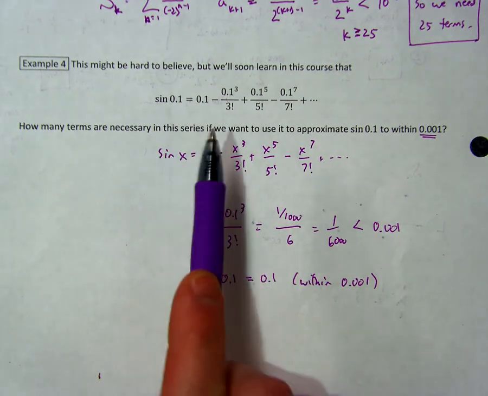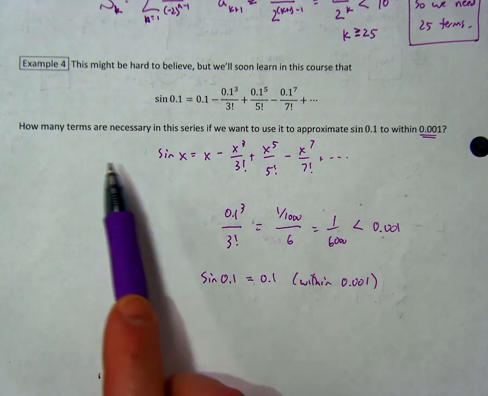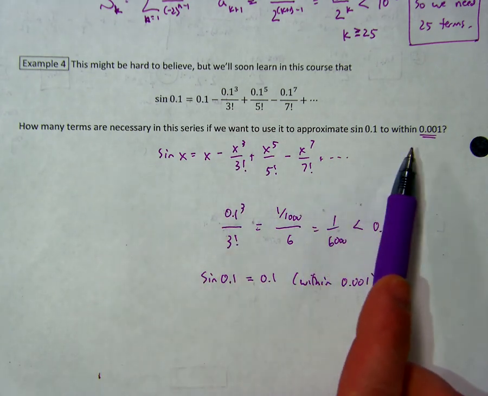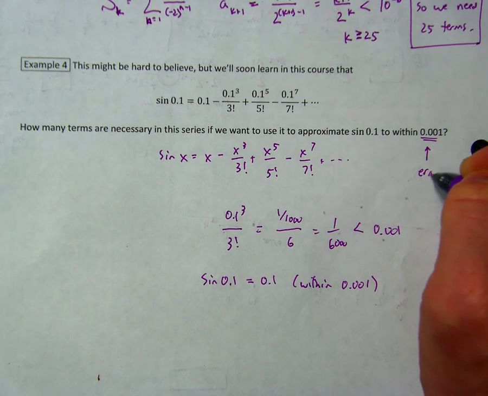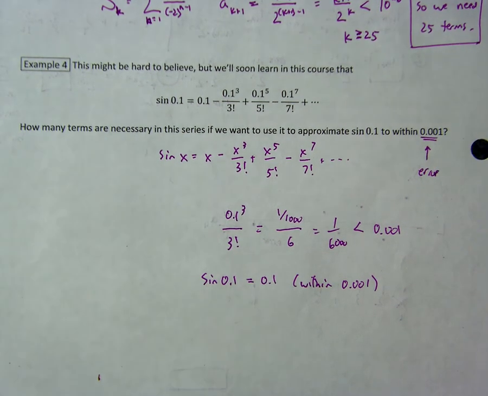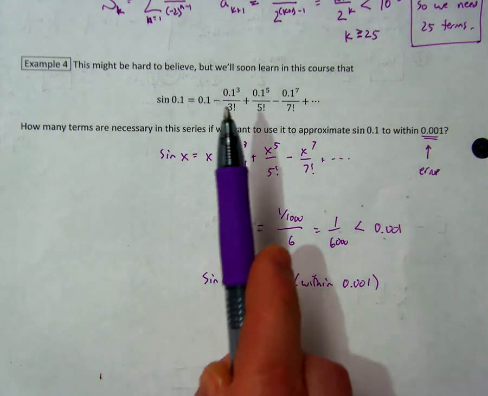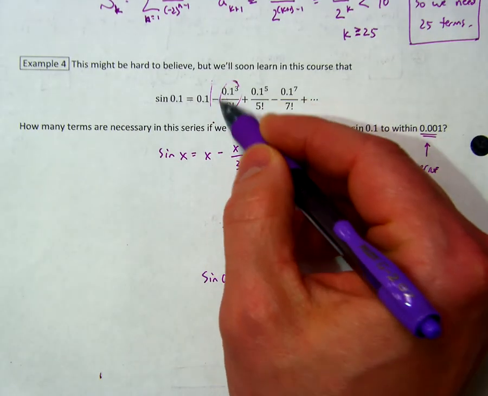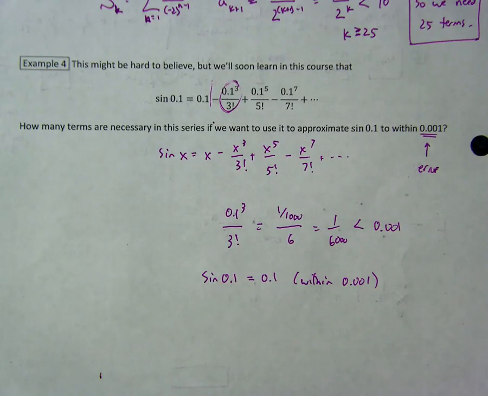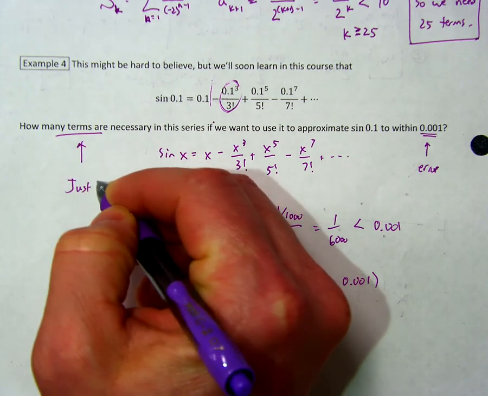But here's an example. The key here is this is an example of an alternating series. It alternates plus, minus. We want to approximate it within the 1,000th. That's the maximum error that we want. The error is always less than or equal to the next term. So if we stop right at the first one, the error is less than or equal to the next one. And so that's it. So how many terms are necessary? Just one.